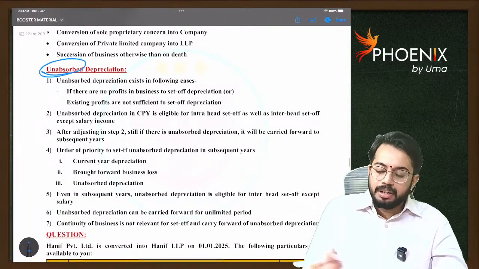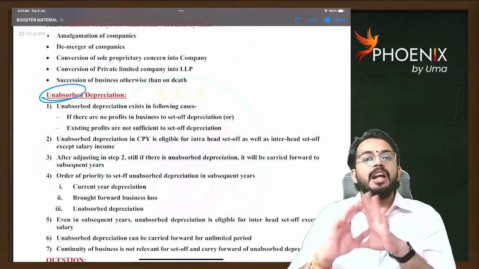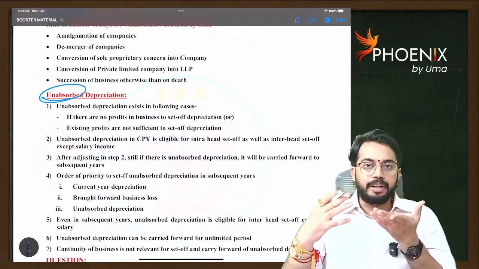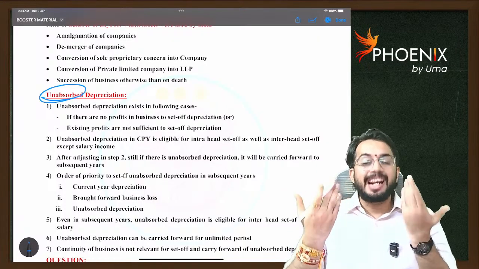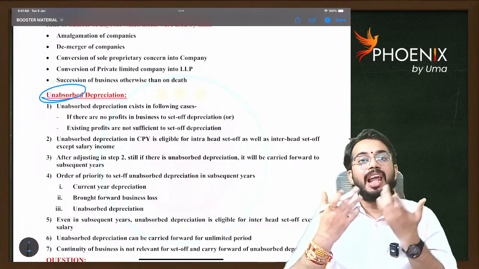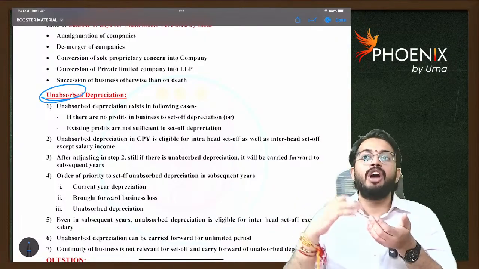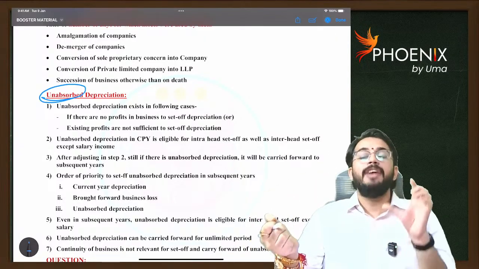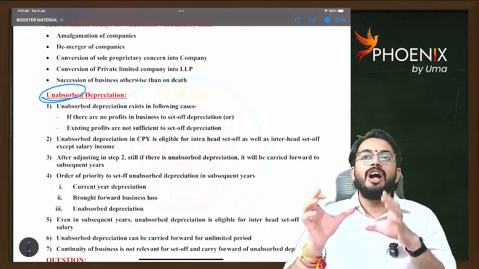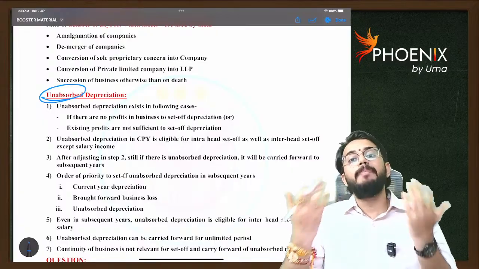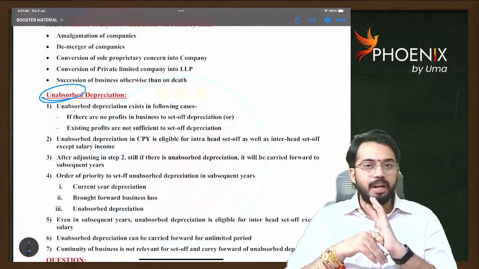Unabsorbed depreciation. Sir, what do you mean by unabsorbed depreciation? See, in the current year, we will calculate profit. For example, in the current year there is a net loss. We did not claim depreciation expenditure. So if there is no profit to set off depreciation, or if existing profits are not sufficient to set off depreciation, then whatever depreciation could not be set off, that depreciation we call unabsorbed depreciation. Are you able to understand?